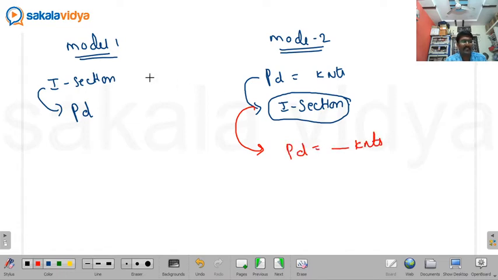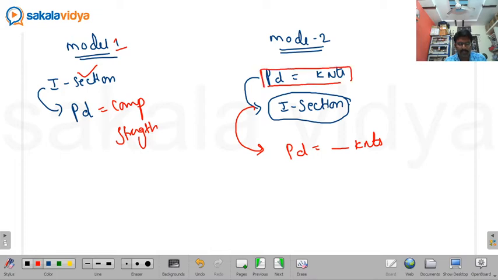So what is the major difference between model number 1 and model number 2? In model number 1, directly the I section is given, and you have to find the compressive strength. Whereas in model number 2, directly the design strength is given. For this design strength, we have to find the suitable I section. Then for the suitable I section, again we have to find the design compressive strength. From this point, the design procedure is similar to our model number 1.